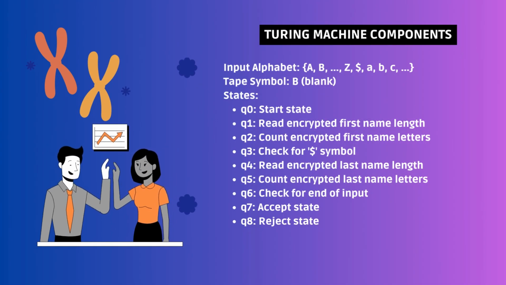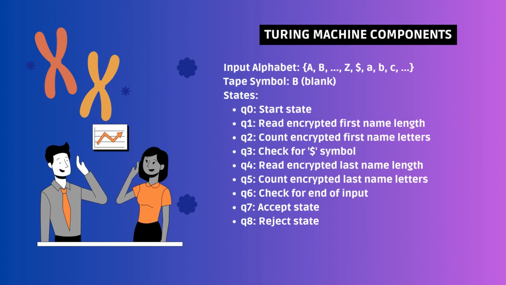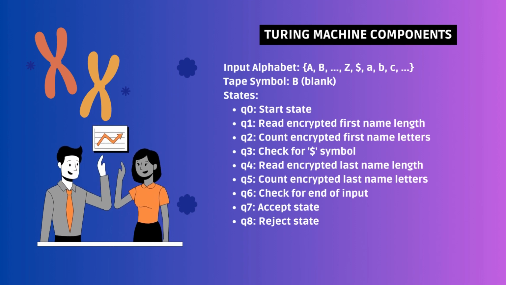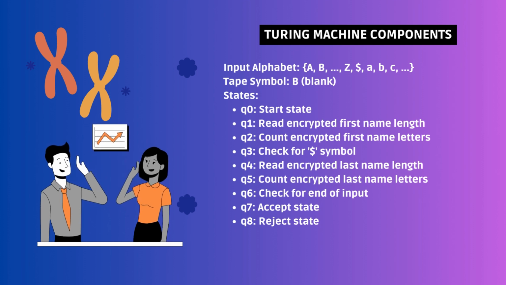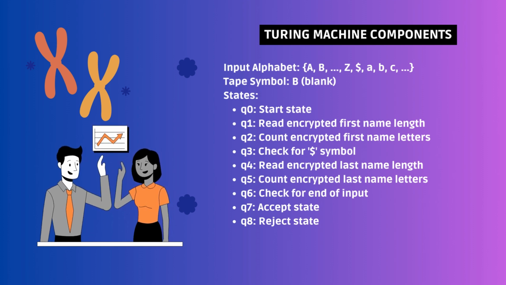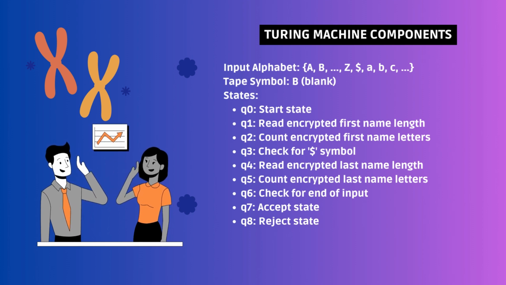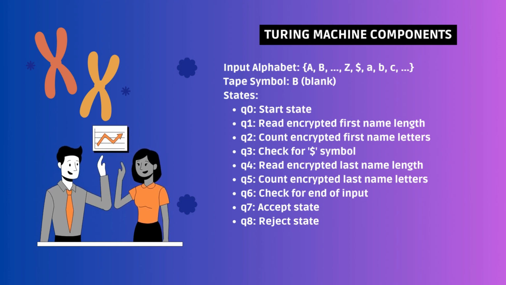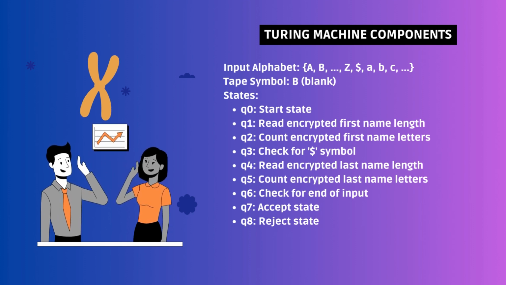Moving further on Turing machine components, the Turing machine is like a conductor orchestrating a melody of states. It begins in Q0, navigating through Q1 to Q8. Reading, counting, and checking, each state has its role. It's a swift, precise dance that either accepts or rejects encrypted names.